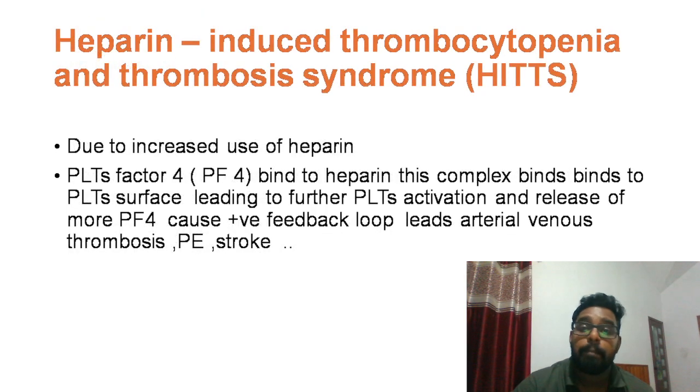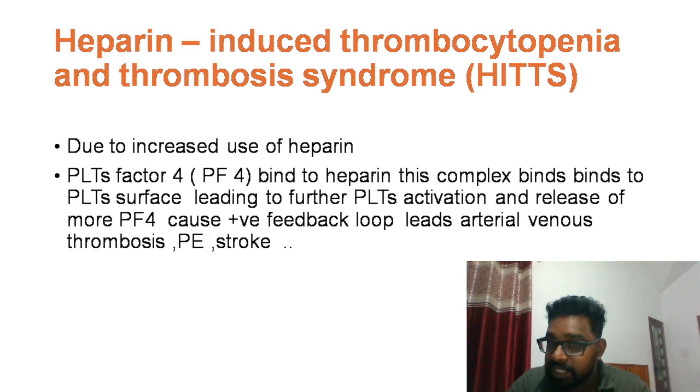Next one is heparin-induced thrombocytopenia and thrombosis syndrome. The name itself tells you, it is due to increased use of heparin. Normally the platelet factor 4 binds to the heparin. This complex binds to the platelet surface, leading to further platelet activation and release of more PF4, causing a positive feedback loop, which leads to arteriovenous thrombosis, pulmonary embolism, stroke.